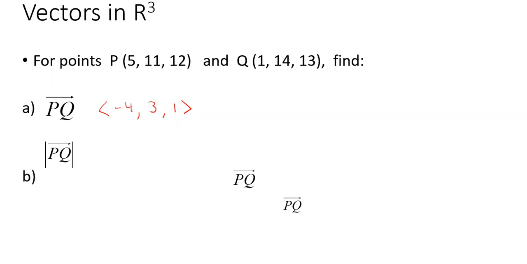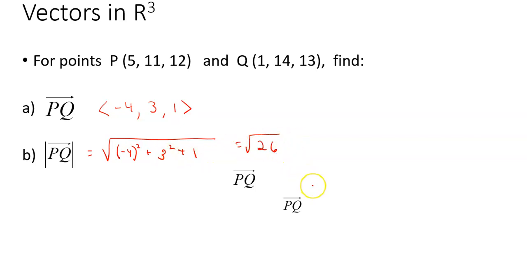All right, the second part of this question asks for the magnitude of PQ. So the magnitude of PQ is just the square root of -4 squared plus 3 squared plus 1 squared. So 16 and 9 is 25 plus 1 is 26. All right, so that's the magnitude of PQ. With those bars on the outside, that means the magnitude.